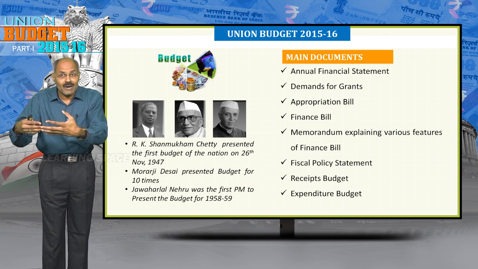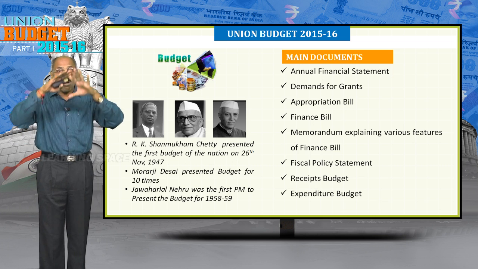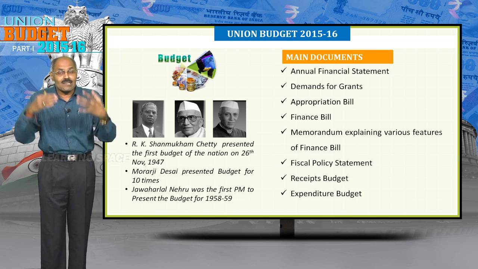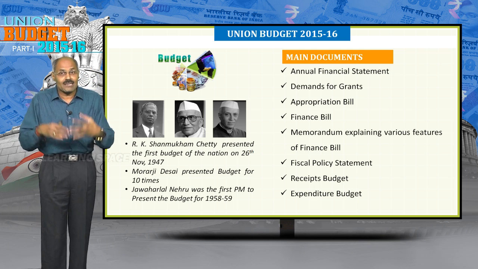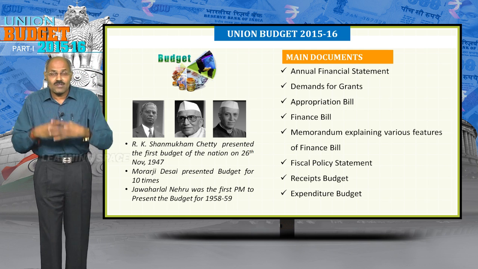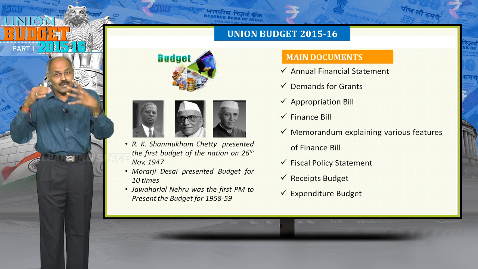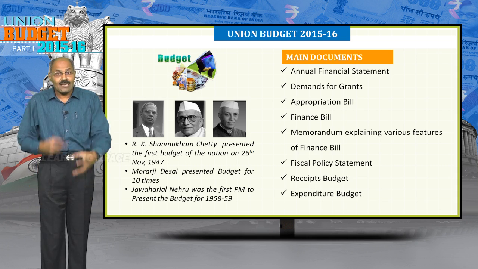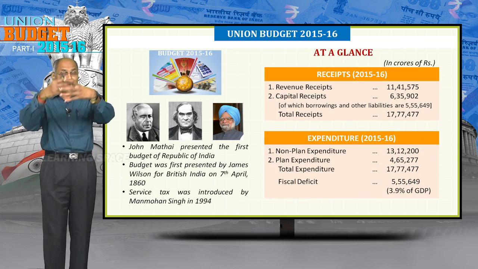The other details are the receipts budget and expenditure budget, which talk in detail. So, these are the elements of the budget, starting from annual financial statement, demands for grants, appropriation bill, finance bill, receipts budget, expenditure budget. Having learned these things, let us look at the budget at a glance.